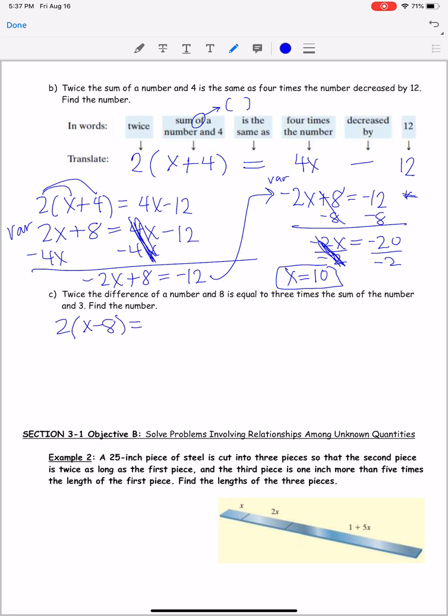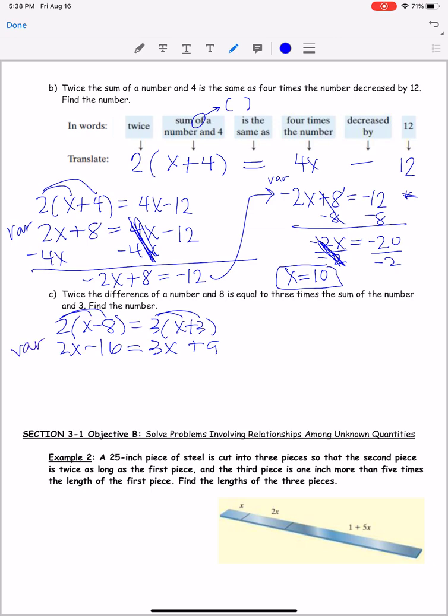So then it says is equal to, so I put that equal sign, and then you have 3 times the sum of a number and 3. So again, what does that word "of" clue us into? That we need parentheses. So that 3 times will be outside, and then the sum of a number and 3, so x plus 3. So this time we need to distribute on both sides. So I've got 2x minus 16 equals 3x plus 9.